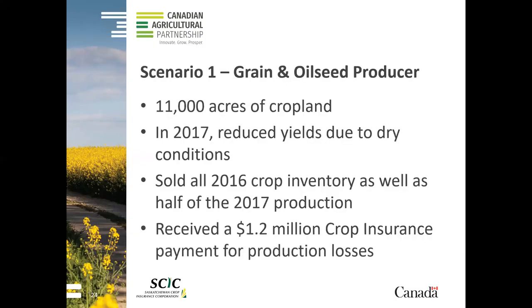We'll go through a couple of examples now of actual farms that submitted their information to Saskatchewan Crop Insurance. We've adjusted the numbers so that the operations are not recognizable. However, the examples are based on actual farms and their individual AgriStability files. This producer has 11,000 acres of cropland, and in 2017 they had reduced yields due to dry conditions. They had to sell their 2016 crop inventory as well as half of their 2017 crop inventory in order to be able to cover their bills. And they also received a $1.2 million crop insurance payment for their production losses.